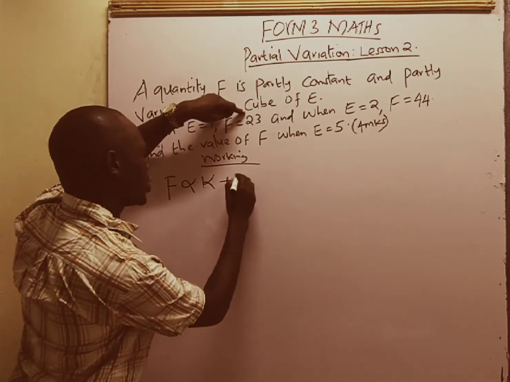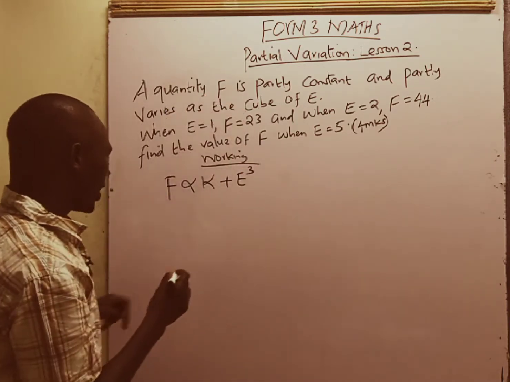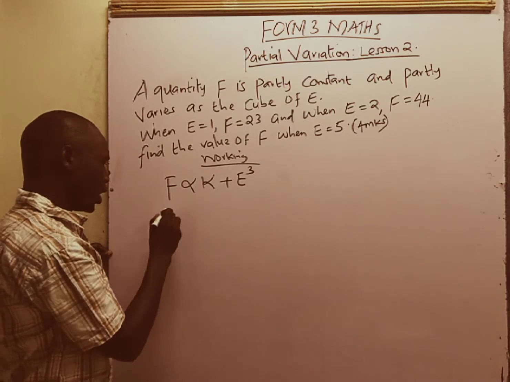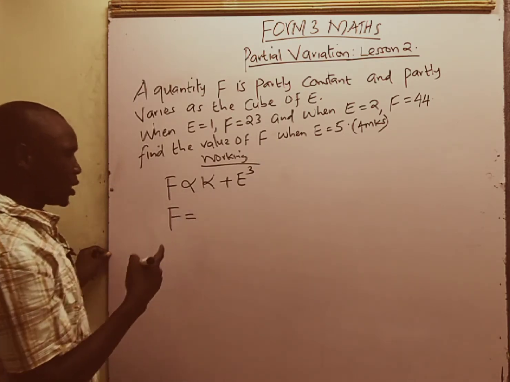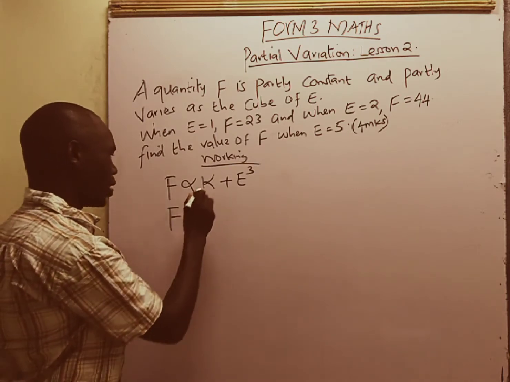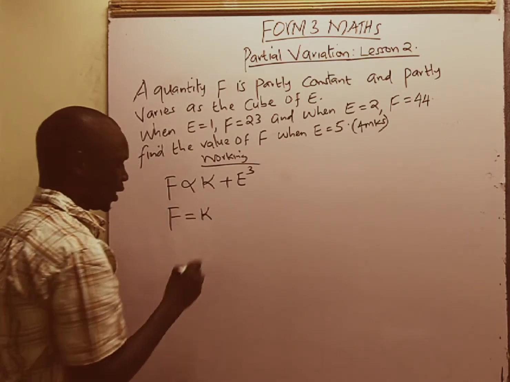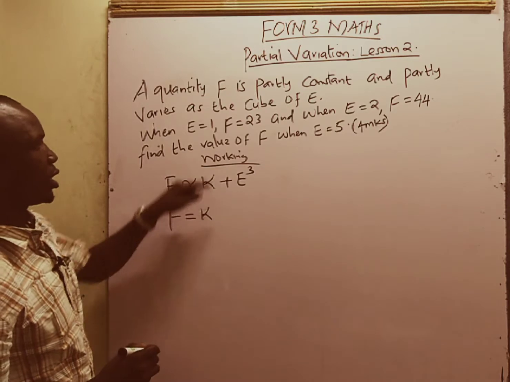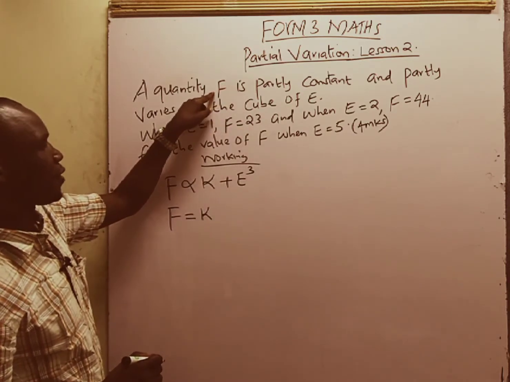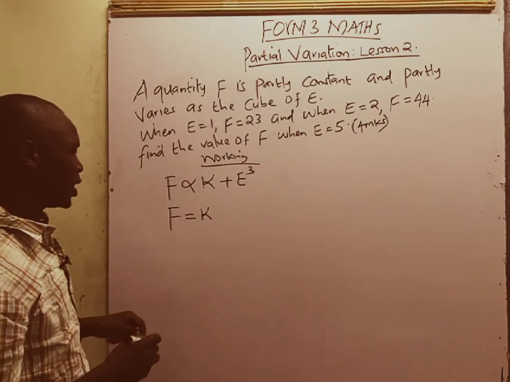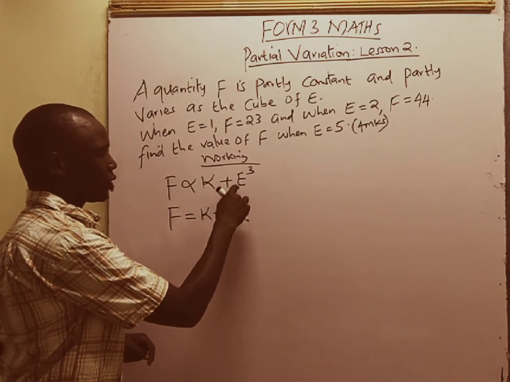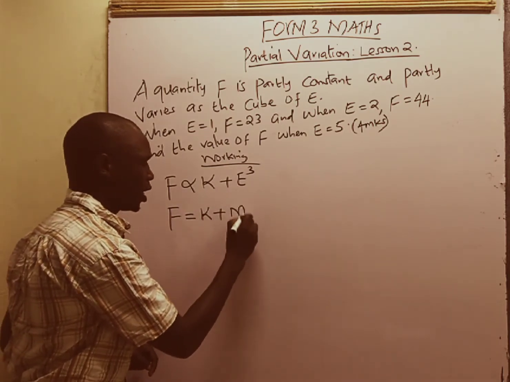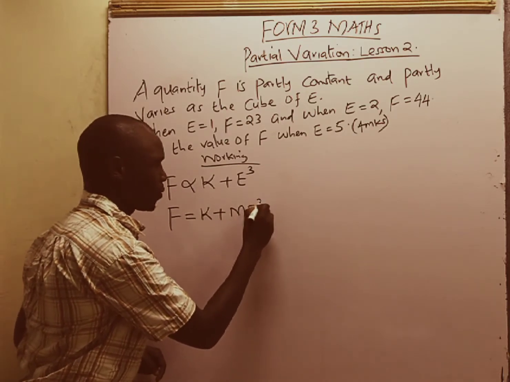That means e cubed. From here now we come down and say f is equal to, the equal sign replaces the variation sign, and of course we are going to have our k. We don't need to introduce a constant because f varies directly as that constant, and then plus we are going to introduce a constant here. Let me say m, then e cubed.